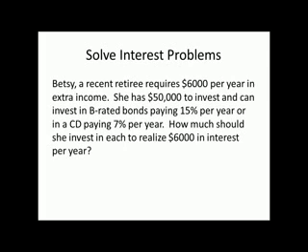Taking a look at a basic interest problem. Betsy, a recent retiree, requires $6,000 per year in extra income. She has $50,000 to invest and can invest in B-rated bonds paying 15% per year or in a CD paying 7% per year. How much should she invest in each to realize the $6,000 in interest per year?